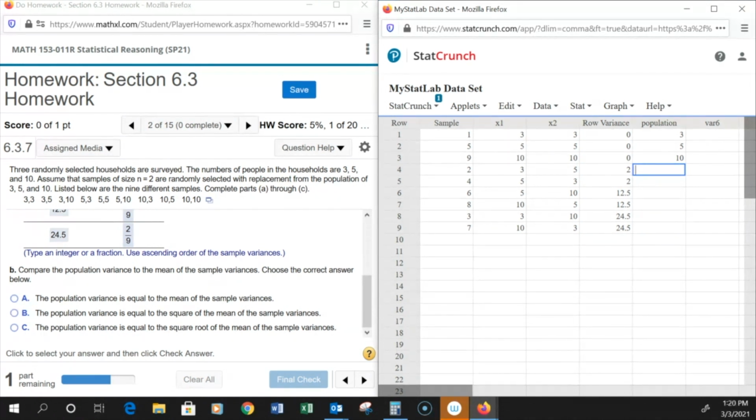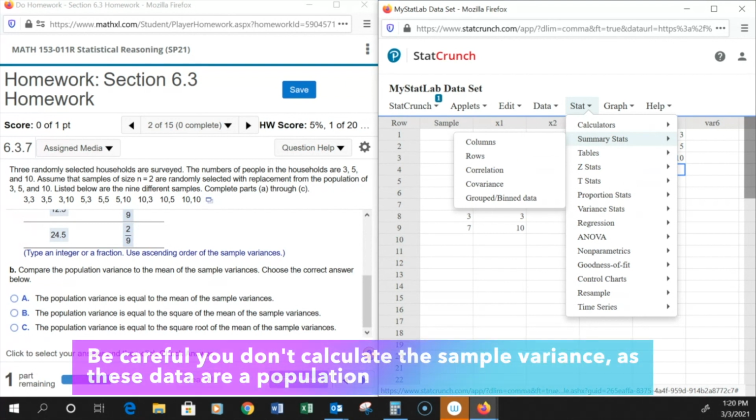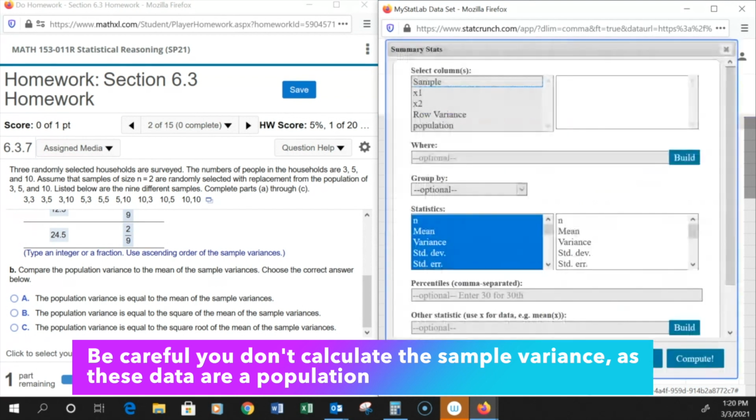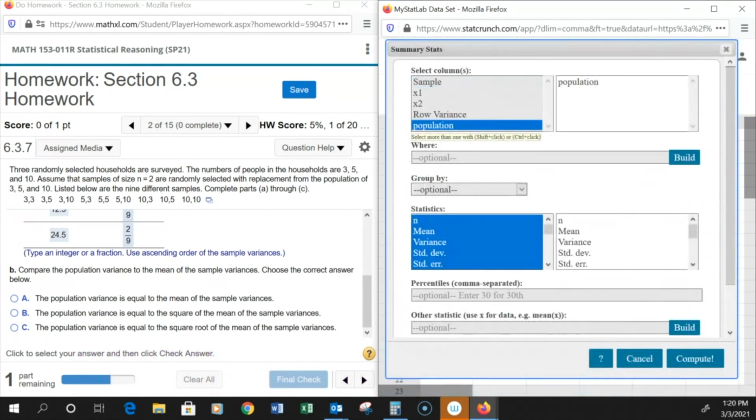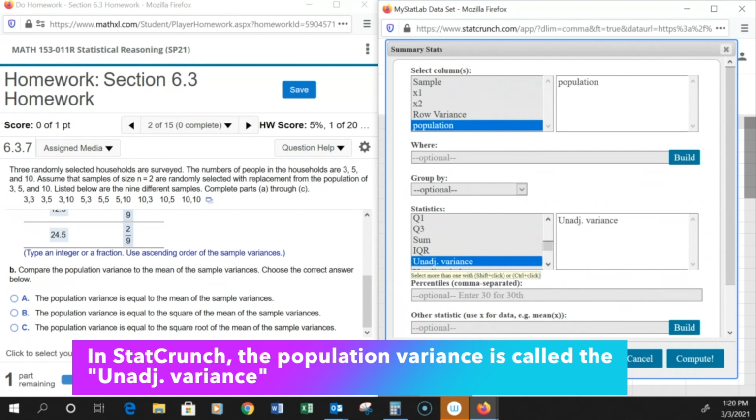And StatCrunch is able to calculate population variances. There's kind of a trick to it. You might remember it. We go to Stat, we go to Summary Stats. How are these data arranged? Well, this population is in a column. It's in a column that's labeled population, and it has 3, 5, and 10. And to find the population variance, they put it way at the end. They call it the unadjusted variance. And why do they say unadjusted? Because if you remember the formula for the variance, it has an n minus 1 in the denominator.